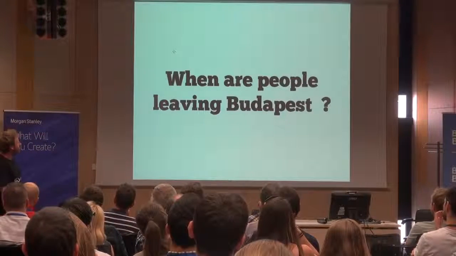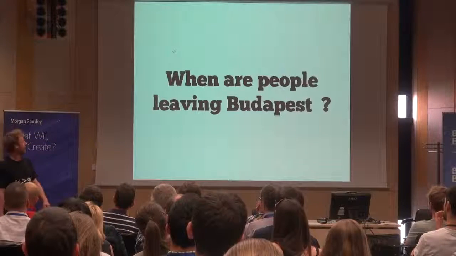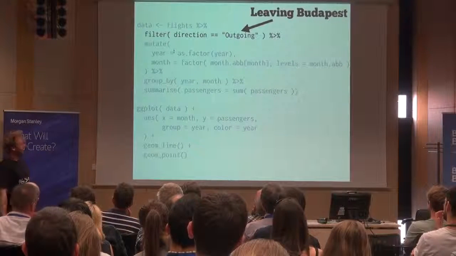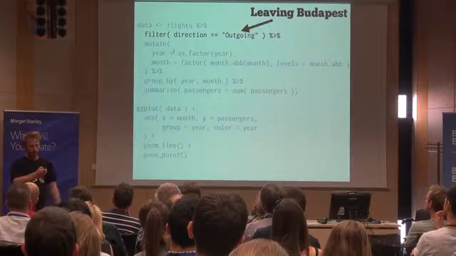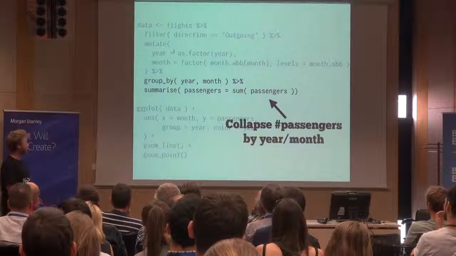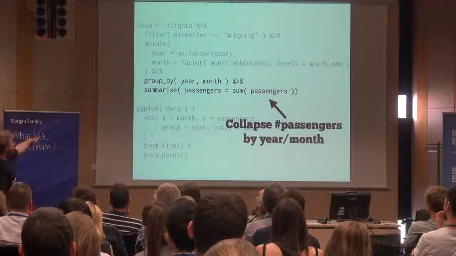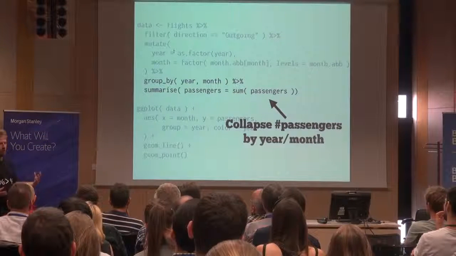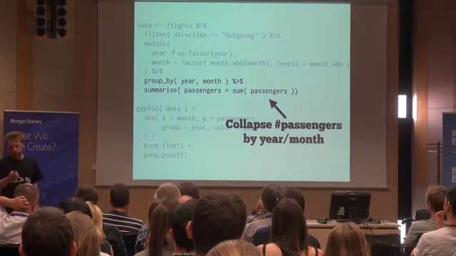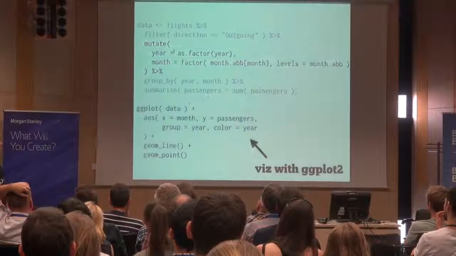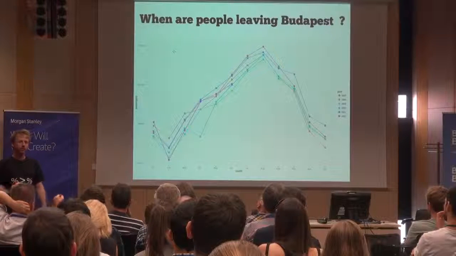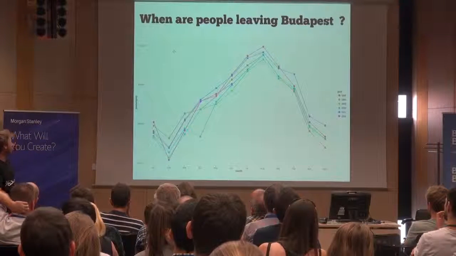Right, so when are people leaving Budapest? Same again, we have to filter based on the direction. We only want the outgoing flights. Then I'm transforming the data to factors, but this is a detail, just for ggplot. Then I'm summarizing, counting the number of passengers grouped by year and month, so that we can then make a quick ggplot to show the seasonality of when people are leaving Budapest.